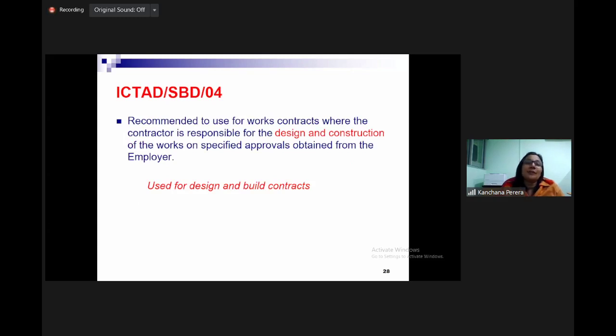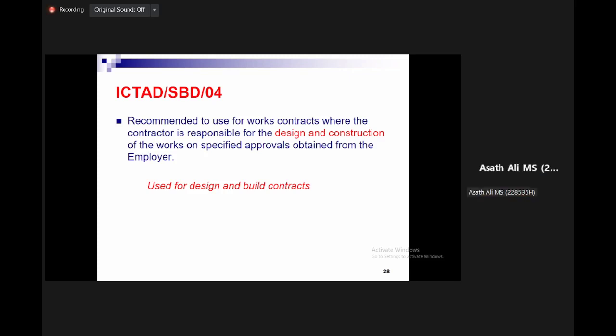Then the last type of SBD document, SBD 04. Recommended to use for works contracts where the contractor is responsible for design and construction, design and build contracts. SBD 04 is used for what? Design and build construction works. Turnkey project, no? Sorry? It's a turnkey project.